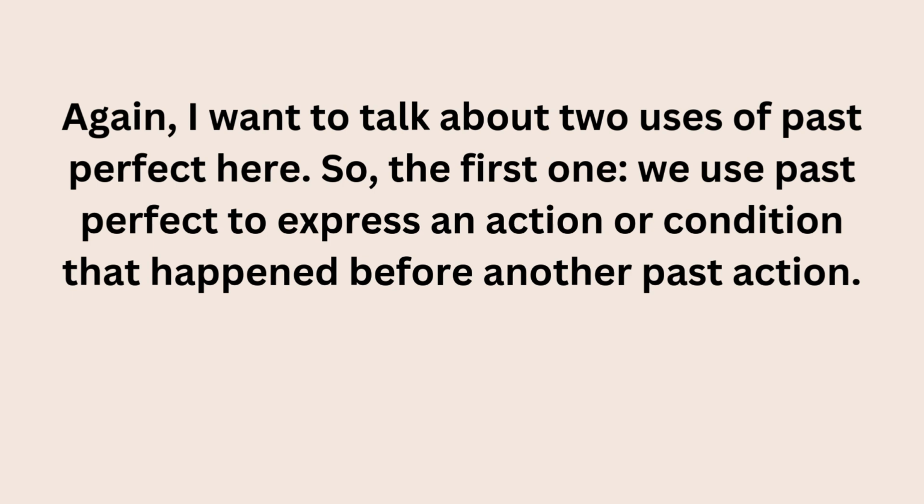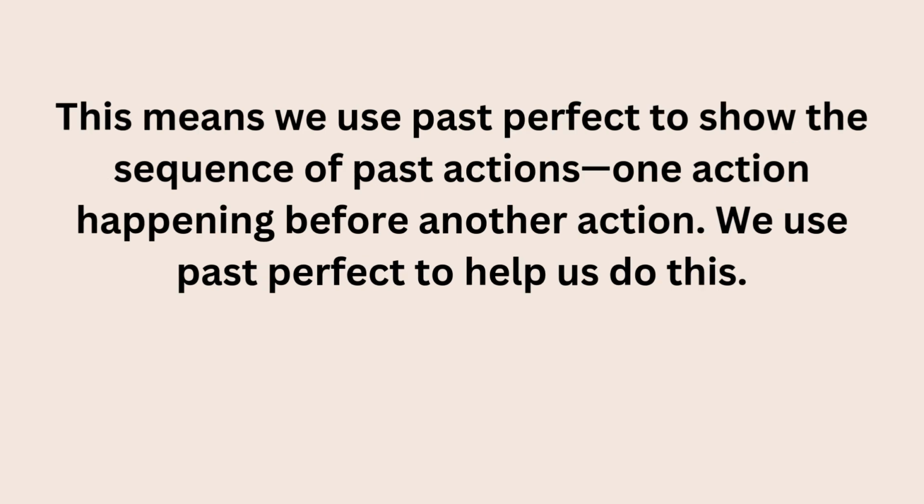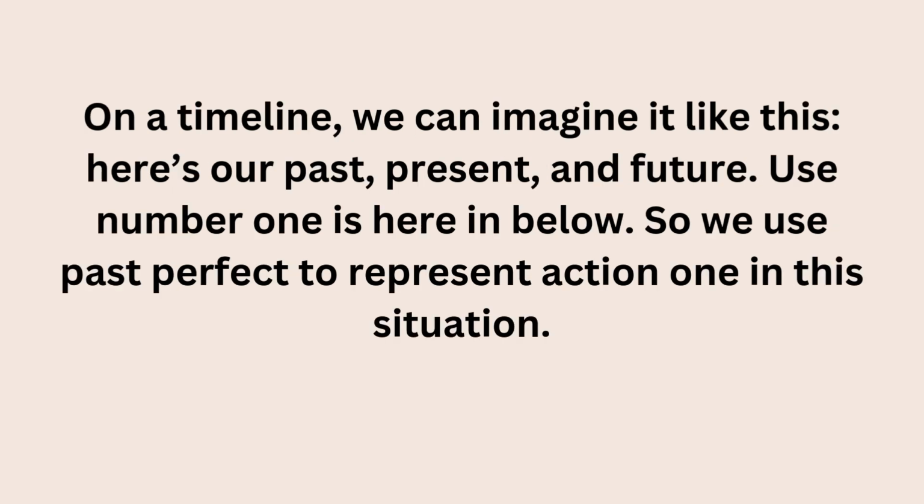So the first one, we use past perfect to express an action or condition that happened before another past action. This means we use past perfect to show the sequence of past actions, one action happening before another action. We use past perfect to help us do this. On a timeline, we can imagine it like this. Here's our past, present, and future.